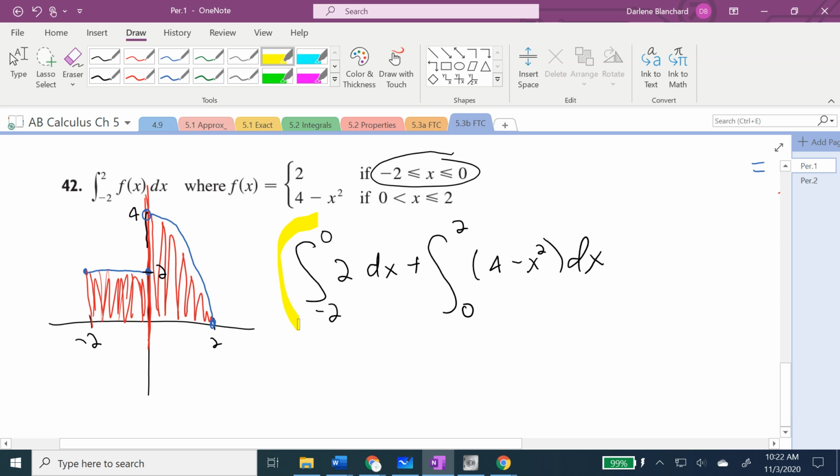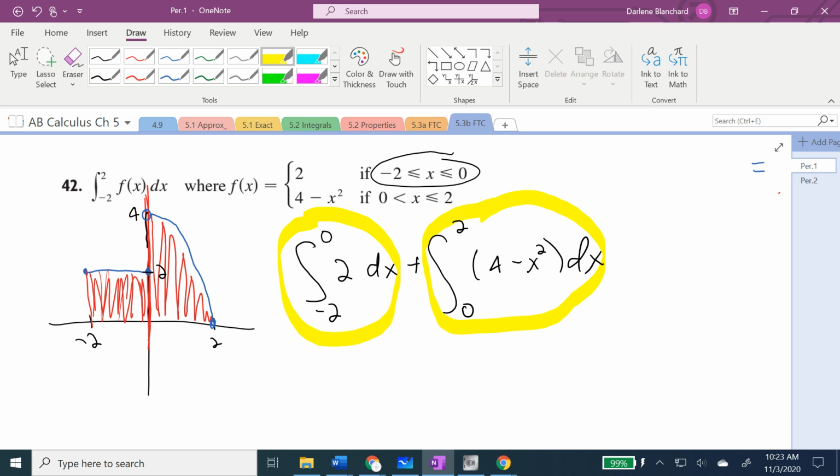And for this one, you can either use the new rule we just got, you can use a property of definite integrals that we learned about, you could use area to solve that one. But for this second one, you're definitely going to use the new fundamental theorem of calculus that we just got. And then you would finish that.